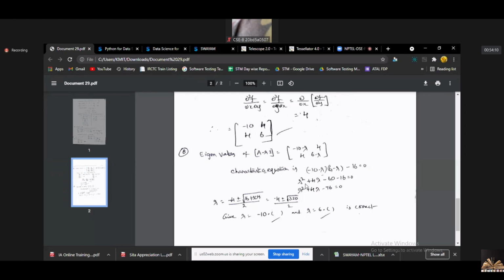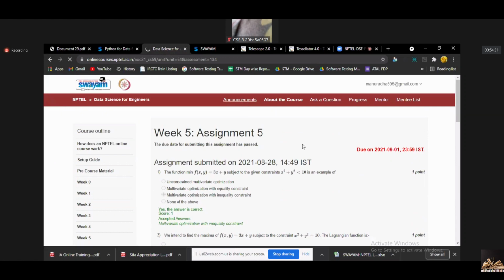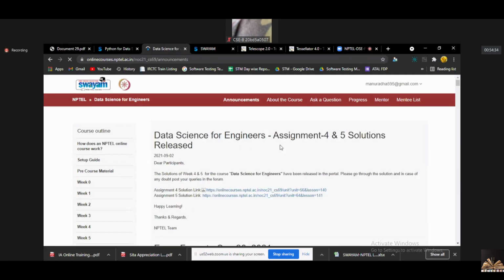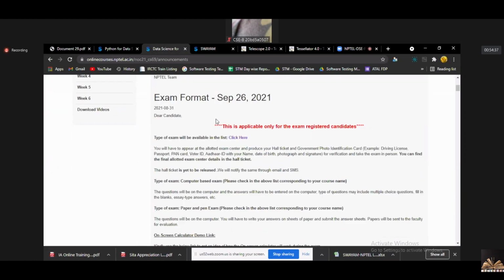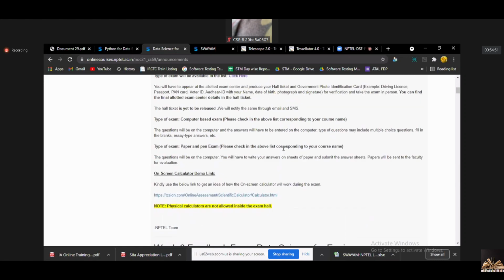Now you may have a doubt: the exam time is 3 hours, and if we calculate it manually, it takes time. That's why an online calculator, only an online calculator, will be provided. How to use that online calculator during the external exam? In the announcements, in the exam format, they have given an on-screen calculator demo link. Go through this link, listen to the demo, and understand how we can use the calculator during the external exam.